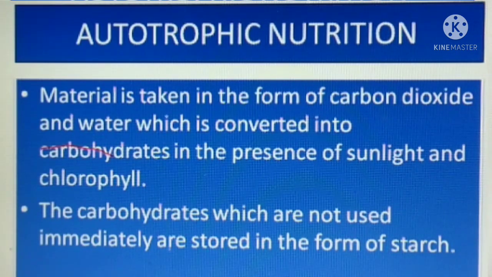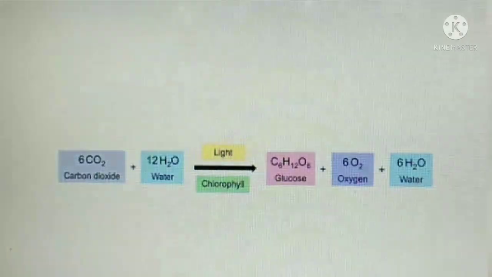The same thing happens in our body also. In human beings, the carbohydrate is converted into what? Glucose. And this glucose is stored as glycogen. In plants it is stored as starch. In animals it is stored as glycogen.